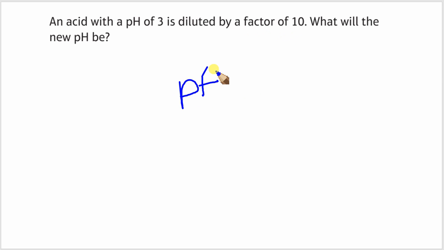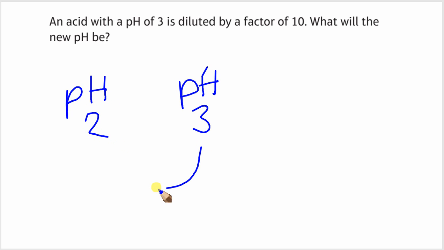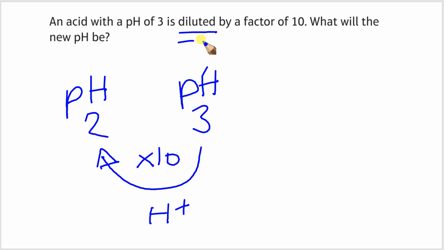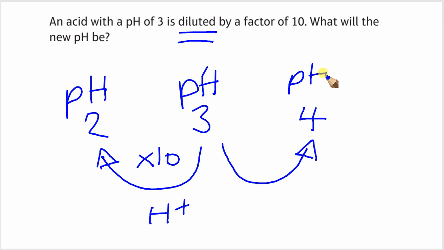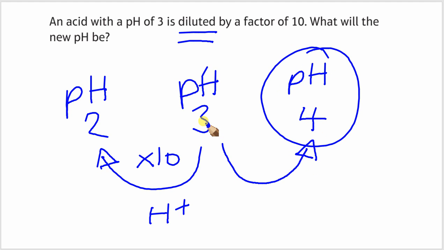So if you have pH 3, we know that if we drop down the pH scale to pH 2, the concentration of the hydrogen ions increases 10 times. So that would be increasing concentration. But we're told that we're diluting this acid, not increasing its concentration. So that means we've got to move the other way along the pH scale. So we'd be looking at a pH of 4. And that is your answer. We've diluted this by a factor of 10, which means we're moving further up the pH scale.